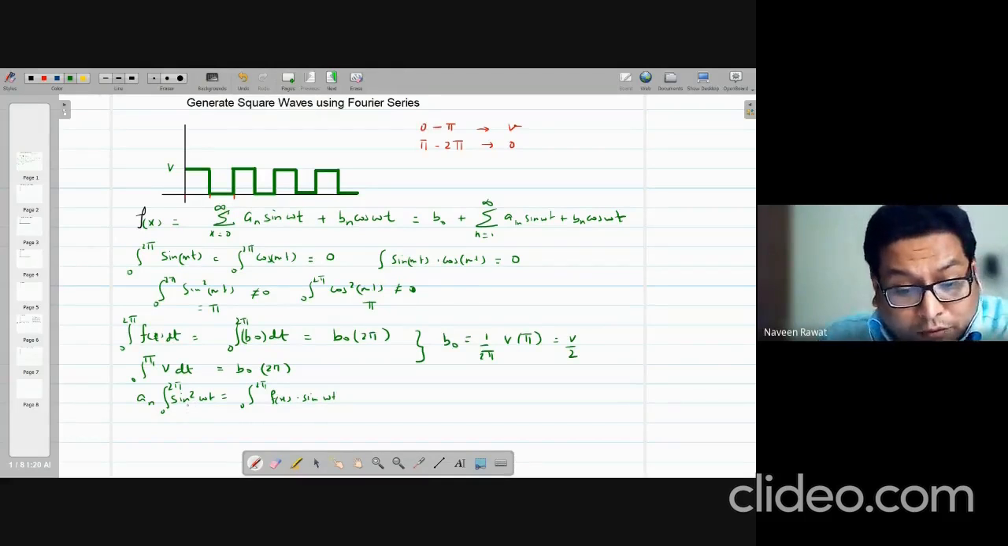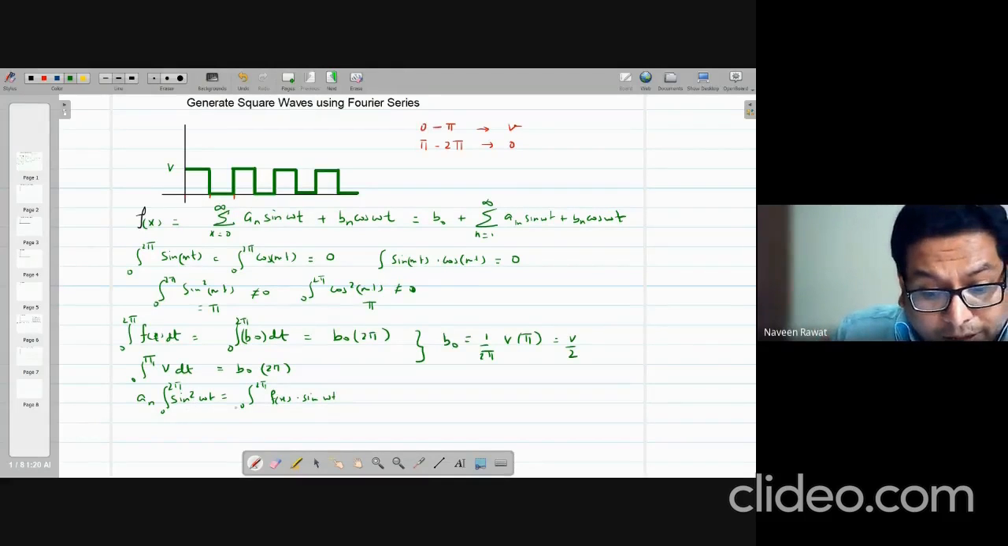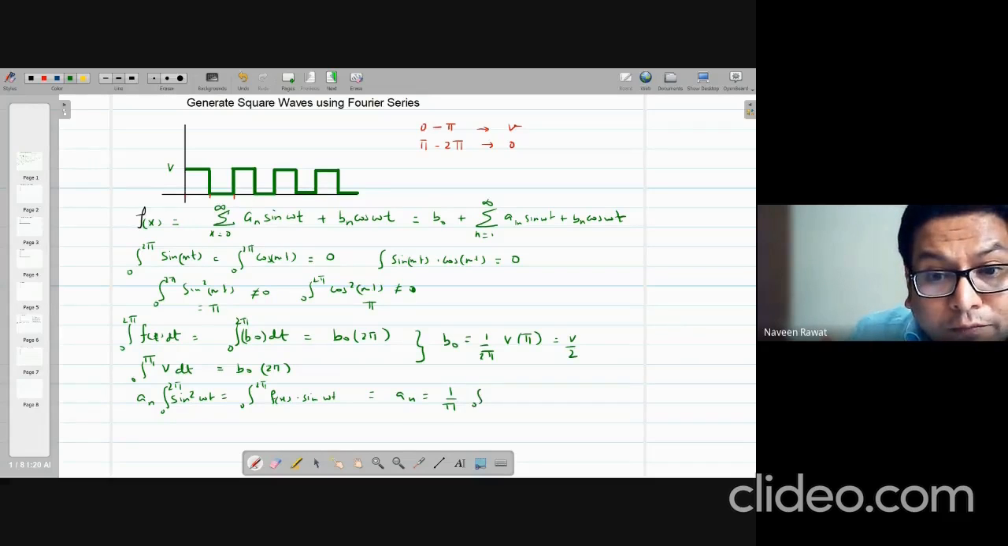And so you will get basically that an in our case. Now again, you have to be a little bit careful. So an you will get as 1 over pi, integral 0 to 2 pi, some function of time times sine omega t. And similarly the bn term will be 1 over pi, integral 0 to 2 pi, function of t, and cosine omega t. And now I can put the value of the function.